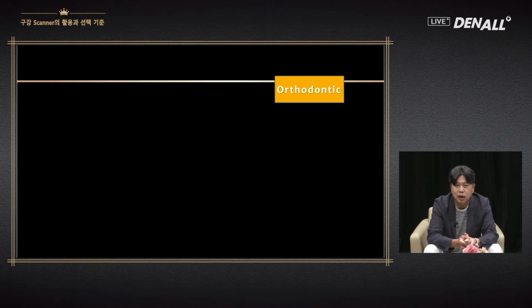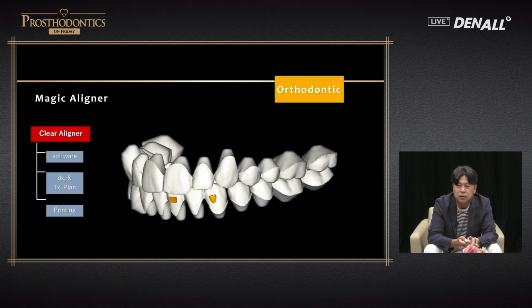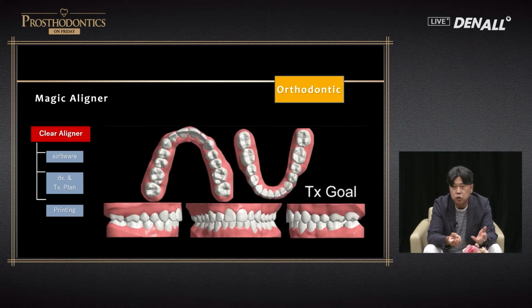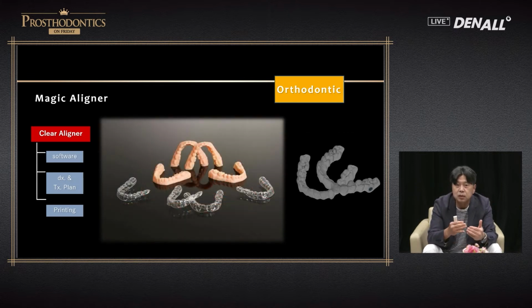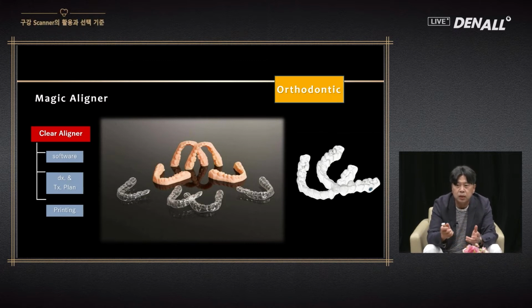Orthodontic treatment can utilize the intraoral scanners. There are two ways, clear aligner fabrication and IDB tray fabrication. First, the clear aligner, it is scanned and using appropriate software, the treatment plan and the final setup can be designed. In the middle steps on the software, the data is divided into each step, and at each step, the model can be printed out with the clear aligner materials.